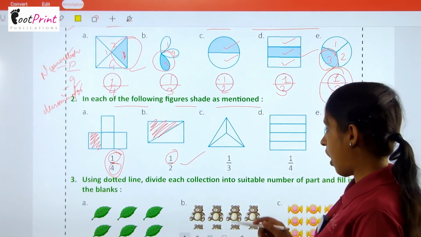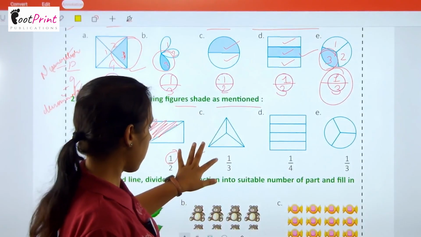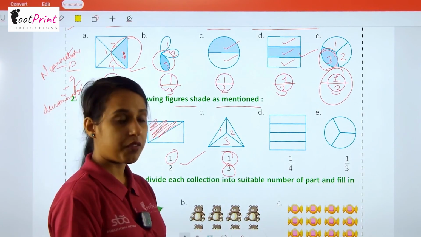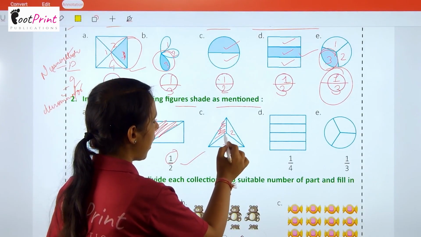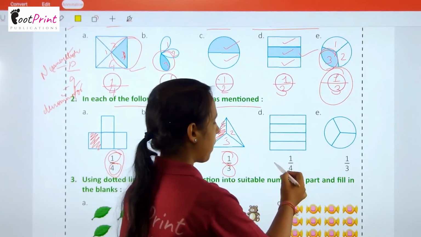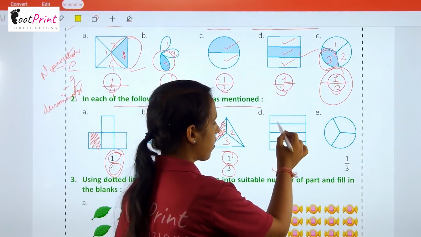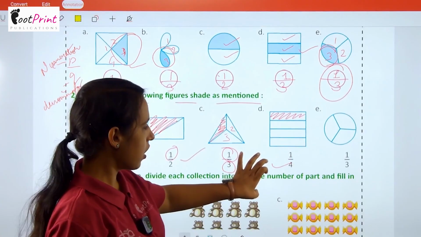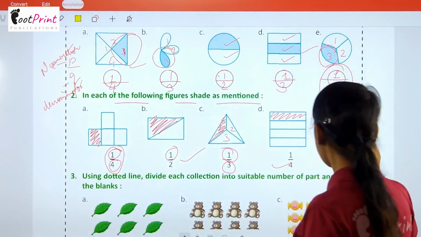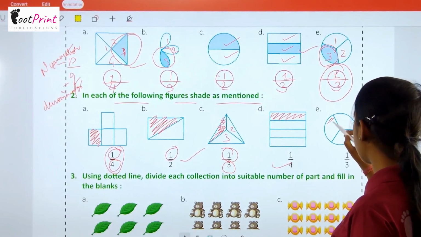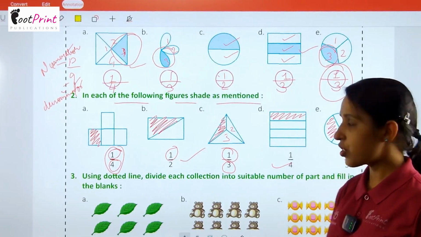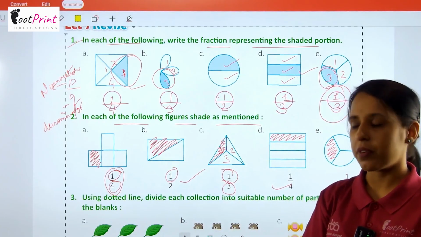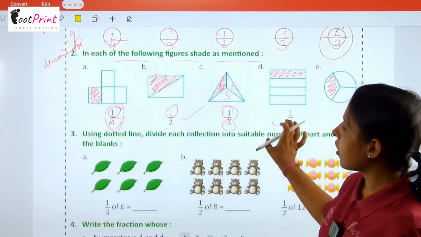Okay, now move to the next. Here are 3 parts total. Yes, 1, 2 and 3, and we have to shade one part. So we can shade any part of this. Similarly in this, 4 parts are given and 1 has to be shaded. Okay, now 1/3. So 3 parts are there and then one part we have to shade. Now we have shaded the figure according to the given fraction. I hope it is clear to you.